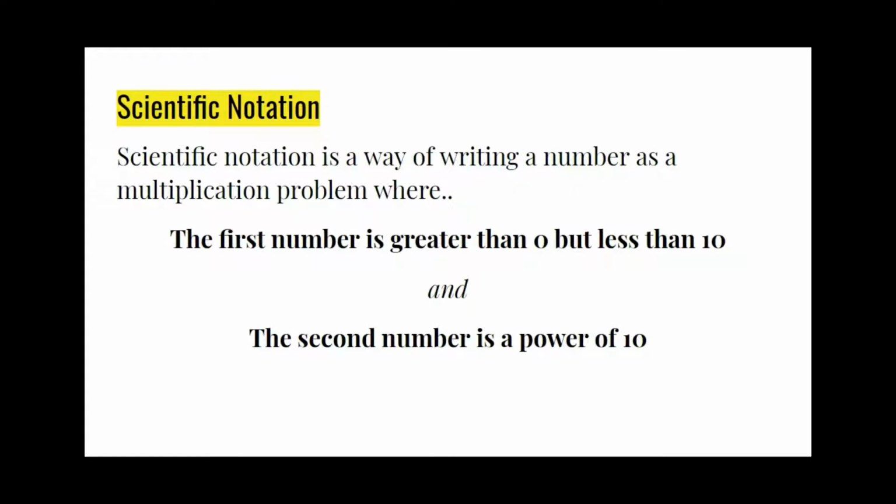So essentially, all of that previous wording was just to say that scientific notation is a way of writing a number as a multiplication problem where the first number is greater than 0 but less than 10, and the second number is a power of 10. So this means that we can be dealing with numbers between 1 and 9.999, and then for the second number, we'll be using an exponent.